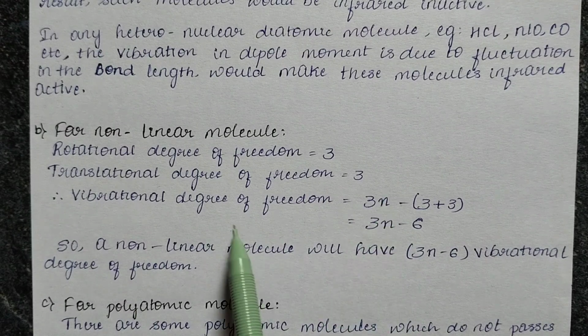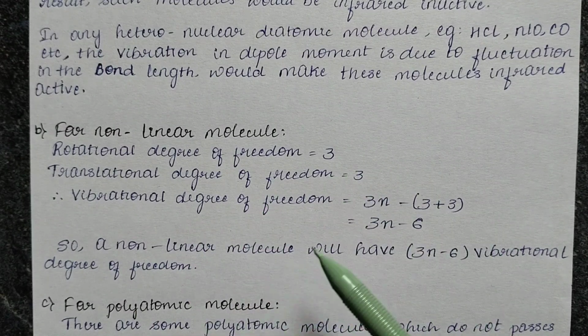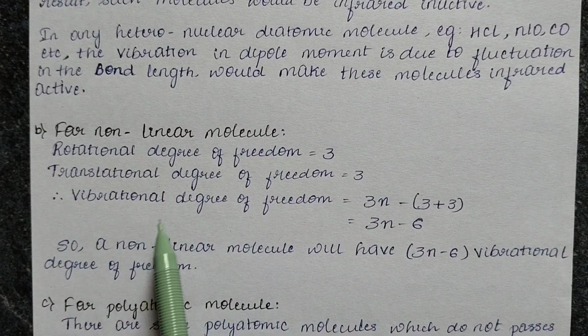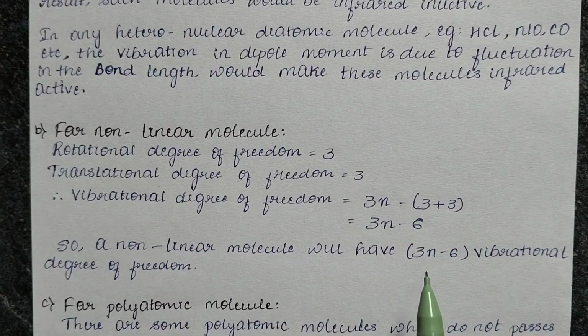So we have got the vibrational degrees of freedom for a linear molecule as 3n minus 5, and for a non-linear molecule, the vibrational degrees of freedom is 3n minus 6. And so a non-linear molecule will have 3n minus 6 vibrational degrees of freedom. Here, n stands for the number of atoms present in a molecule.